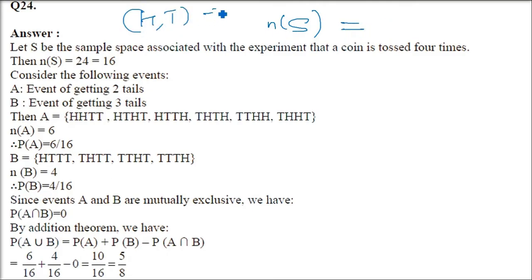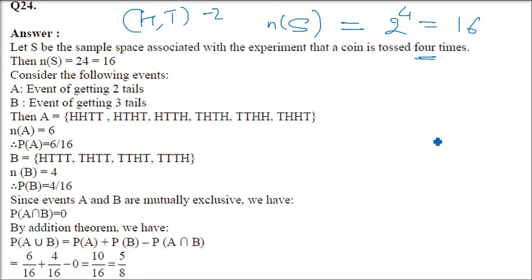The coin can give you head and tail. So these are 2. Put it here. And in the exponent, what are we going to give? There are 4 coins tossed 4 times. So 2 to the power 4 is 16. So 16 elements are there in the sample space.